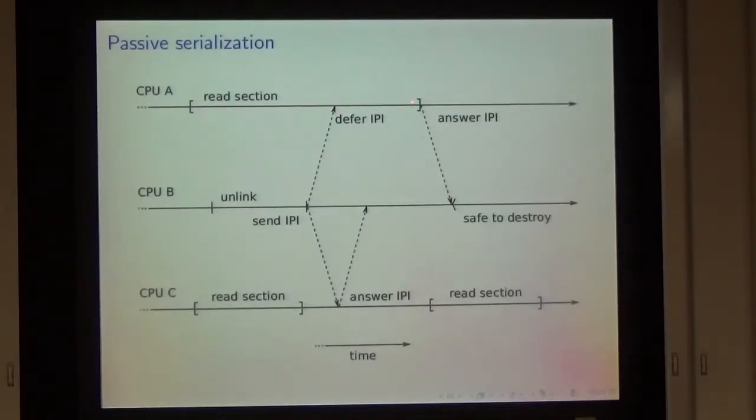Finally, CPU A finishes the read section and then processes queued interrupts and answers the IPI. And once it answers, CPU B knows that the resource is safe to destroy.